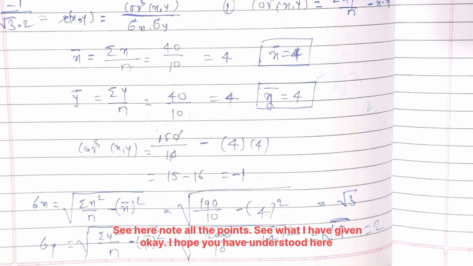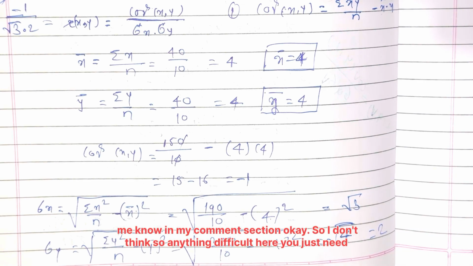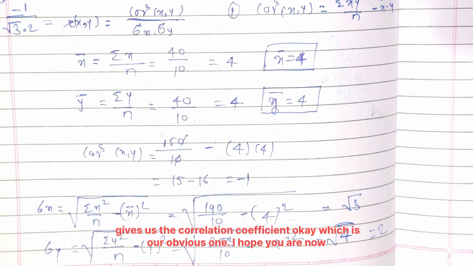I hope you all have understood my today's lecture guys. Even if you found anything difficult or confusing, let me know in the comment section. I don't think anything is difficult here, you just need to know the formula for finding the covariance, then sigma x and sigma y, which gives us the correlation coefficient, which is r of xy.